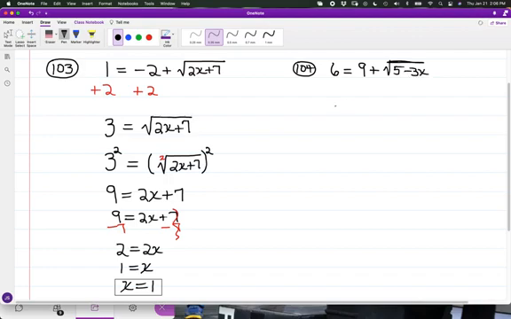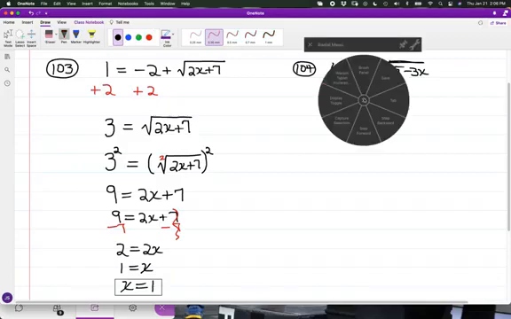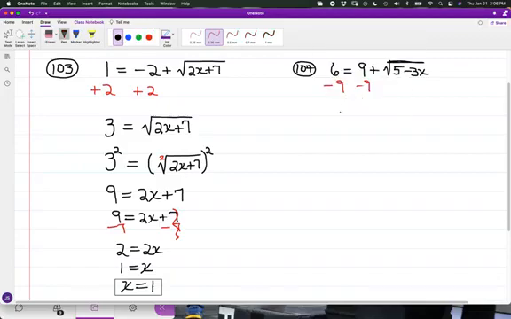Just as I had isolated the square root of 2x plus 7, I'm going to do the same thing with the square root of 5 minus 3x. So I'm going to undo the presence of the constant that is right next to it. I'm going to take care of the 9 by subtracting. Upon subtracting 9 on both sides, we have 6 minus 9, which is going to be negative 3, is equal to the square root of 5 minus 3x.